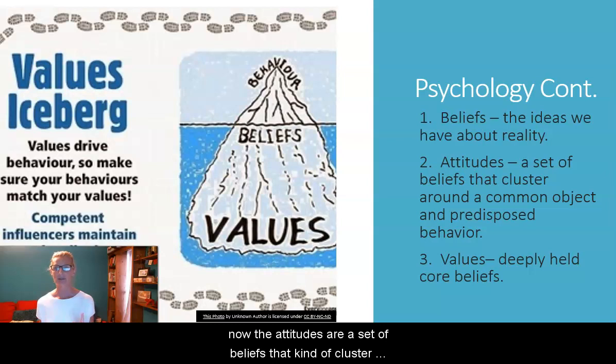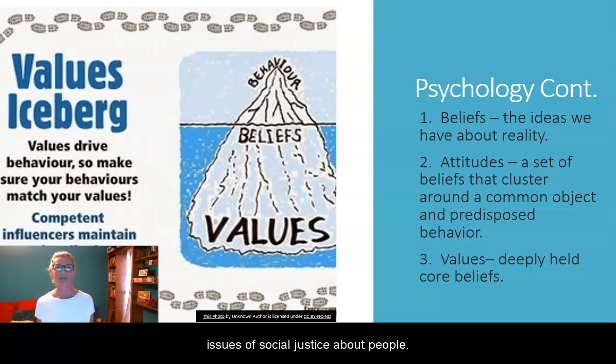Now, the attitudes are a set of beliefs that cluster around a common object and predispose behavior. They are our likes and our dislikes. They're actually harder to change than beliefs. And then our values are the hardest to change, and those are the deeply held core beliefs that we have about issues of social justice, about people.